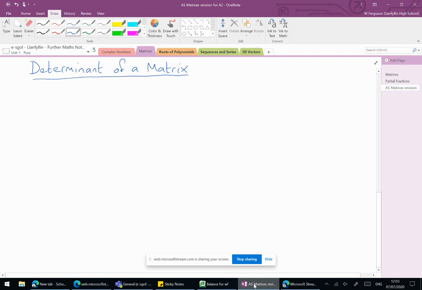So this is the second video in a little sequence of them, revising AS Further Maths matrices work in preparation for looking at more work for the A2 content on matrices. Having looked at multiplying two matrices together in the previous one, in this one I want to have a look at the determinant of a matrix, and we'll probably have a look in this one as well at finding an inverse for a matrix. So we're going to be concerned with finding the determinant of a square matrix in particular.